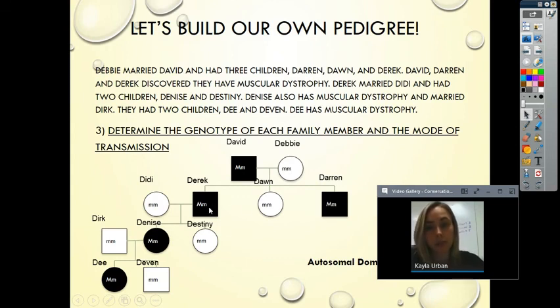Again, that's the same thing with Derek. But because Derek married a woman that didn't have the disease, their daughter, Denise, has to have one of those healthy alleles also. So she has to be heterozygous for it. Again, she married somebody that does not have muscular dystrophy. So all of the people affected with it have to be heterozygous. And everybody that doesn't have it has to be homozygous recessive. And that's the pattern you will see every time with autosomal dominant. All right. Thank you.